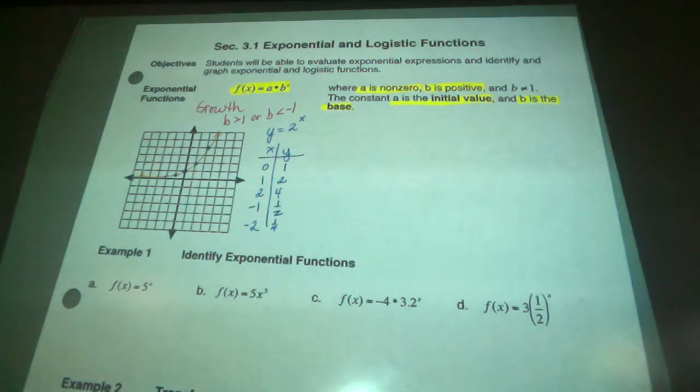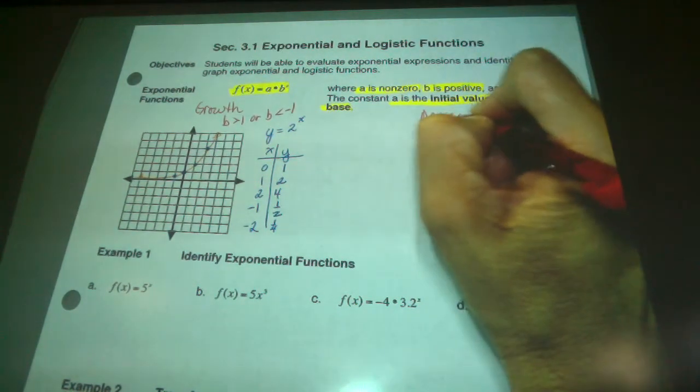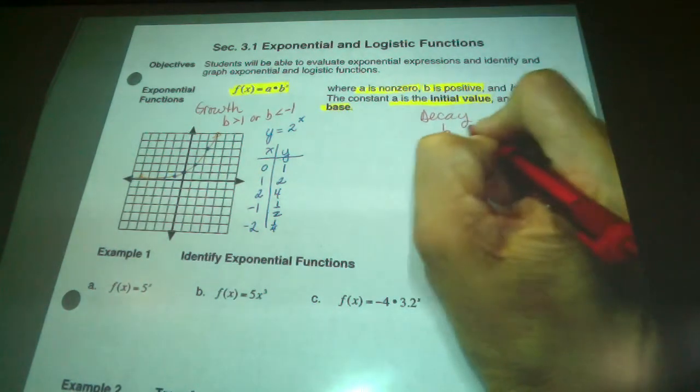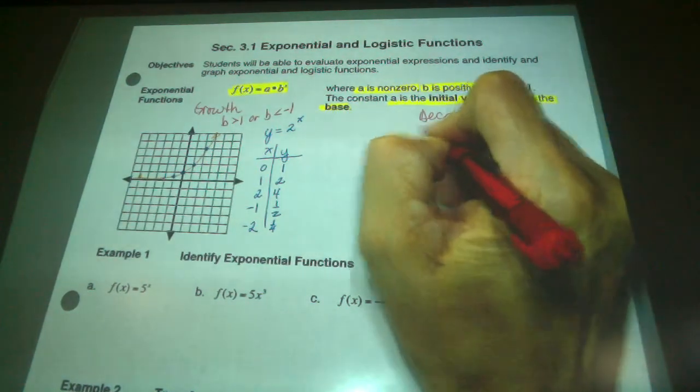So let's look at decay. Decay occurs when b is less than 1 but greater than 0.